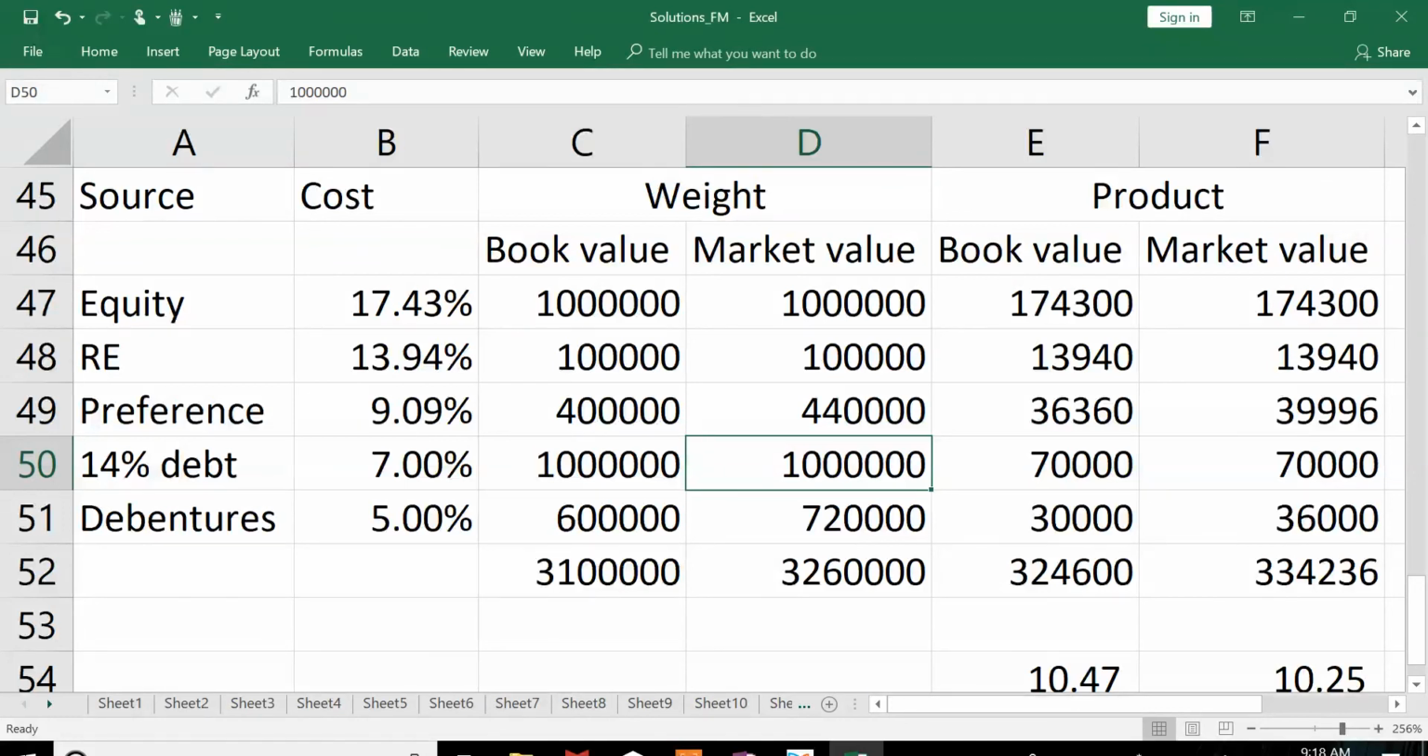Clear? Can we proceed? Put it in the structure and get the WACC. Please put it in the structure. Source, cost, weight, product. It is just that the earlier problem had 4 forms of capital, now we have 5 forms of capital.